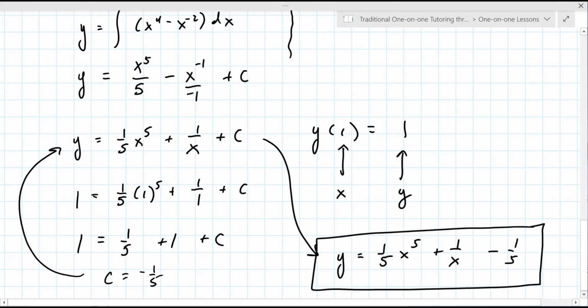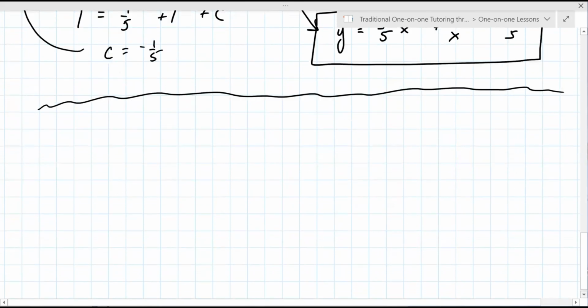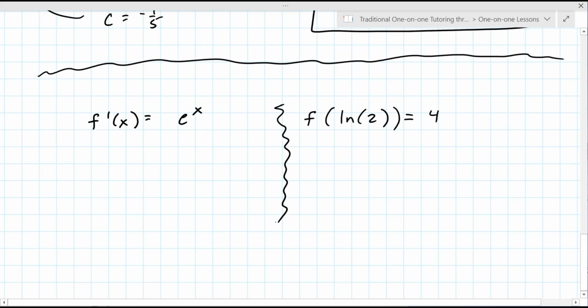Okay, so let's vary the notation a little bit so you can see what you might see. I could say f prime of x equals e to the x, and I could tell you that f of natural log of 2 equals 4 for your initial condition. So you just integrate e to the x, the integral of e to the x dx.